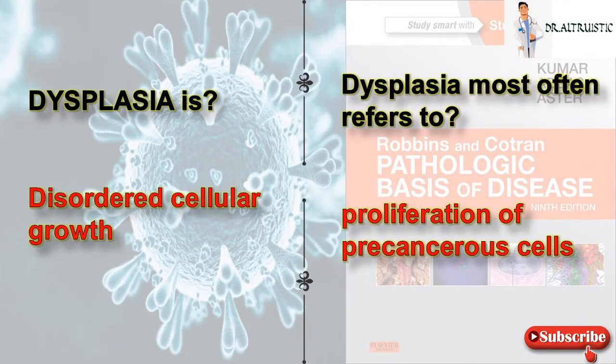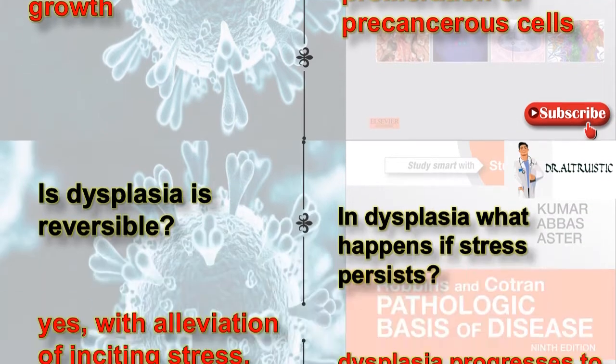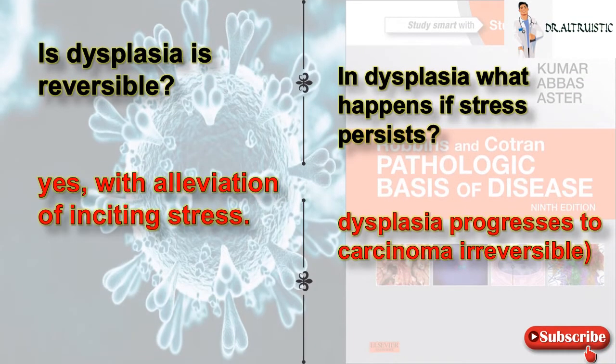Dysplasia is disordered cellular growth. Dysplasia most often refers to the proliferation of precancerous cells. Is dysplasia reversible? Yes, with the alleviation of inciting stress. In dysplasia, what happens if stress persists? Dysplasia progresses to carcinoma, which is irreversible.